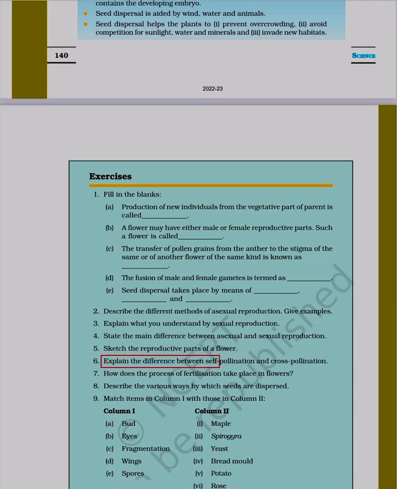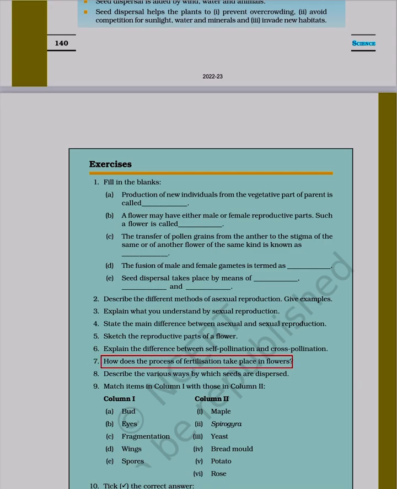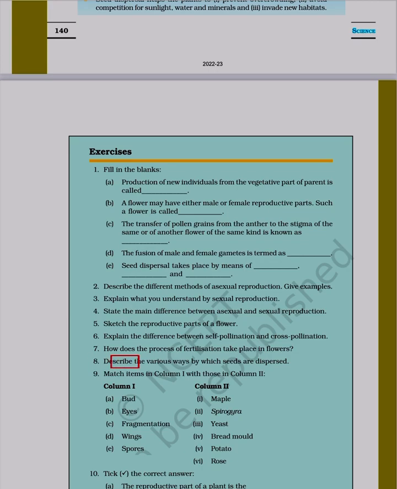6. Explain the difference between self-pollination and cross-pollination. 7. How does the process of fertilization occur in flowers? 8. Describe the various ways by which seeds are dispersed.